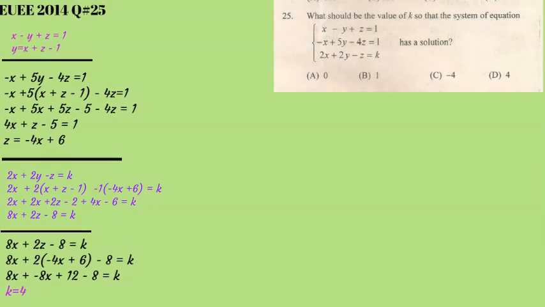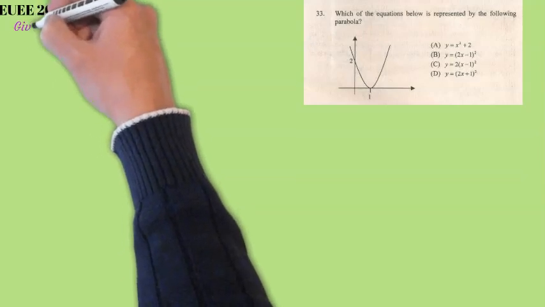Question number 33. Okay, from the graph, from the coordinate plane, we can see two things, the y-intercept and the x-intercept given.